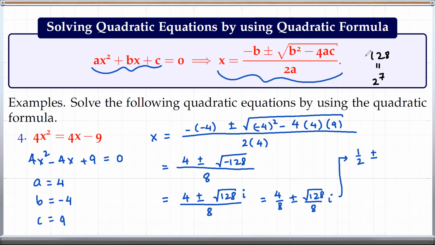When you do the square root of 128, it will be square root of 2 to the 7. So out of 7 2's, we can take 3 pairs out. So we get 2 cubed square root of 2. So 8 square root of 2. So this square root of 128 will be 8 square root of 2 divided by 8 and i as it is. So this becomes 1/2 plus or minus square root of 2i.